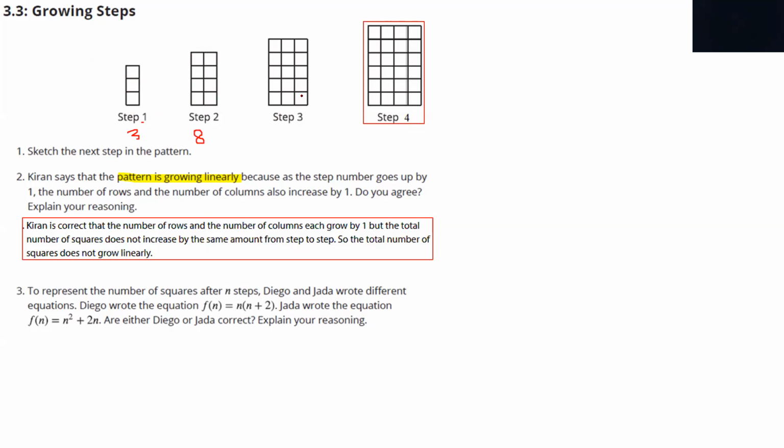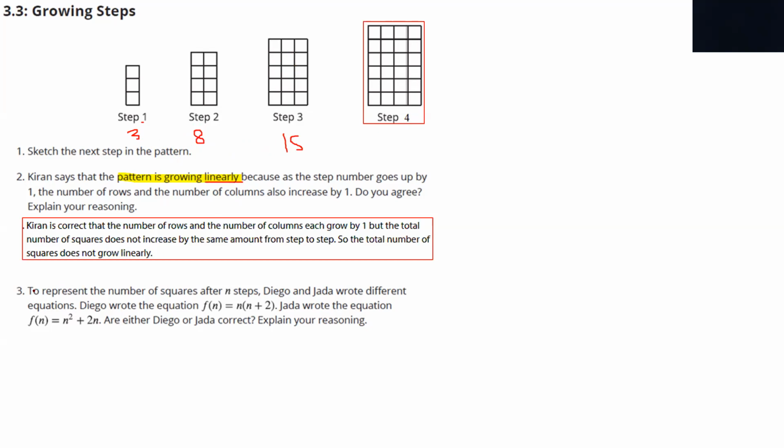Step 3 has 1, 2, 3, 4, 5, 6, 7, 8, 9, 10, 11, 12, 13, 14, 15. And because this number is not growing by the same number, to get from 3 to 5 to 8, we add 5. To go from 8 to 15, we add 7. So it's not growing by the same number, so it is not a linear function.